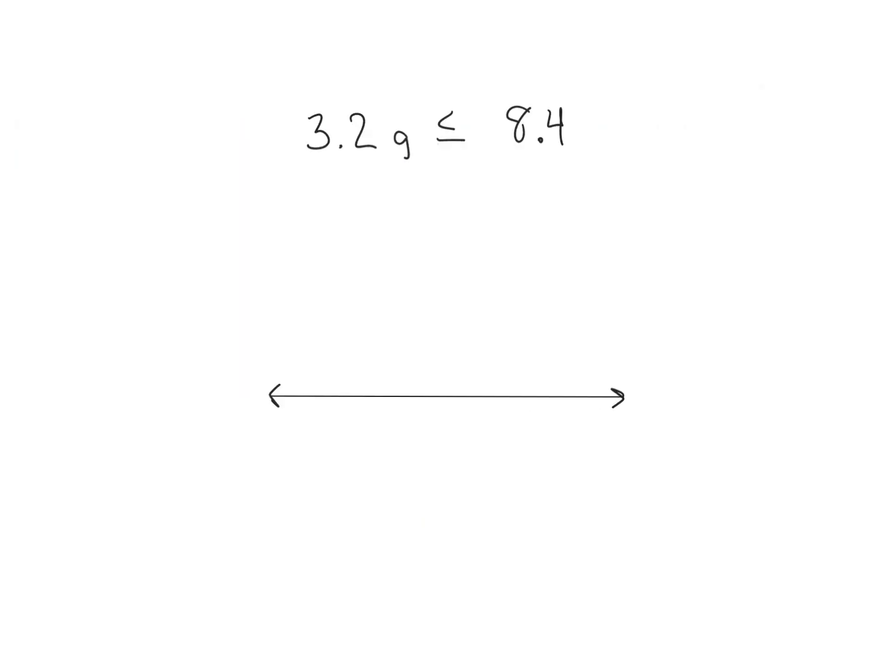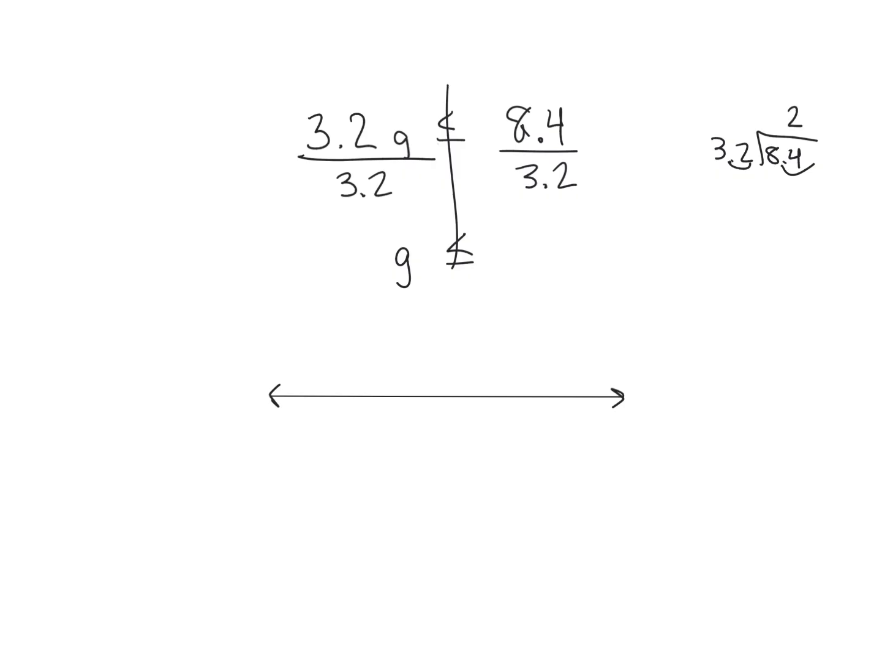Second example here, 3.2g is less than or equal to 8.4. Okay. Again, when I have something attached to a letter and there's no other signs in between, I'm going to assume multiplication, meaning to get rid of it, I'm going to divide by what I see. Dividing by 3.2 leaves me with this. 3.2 goes on the outside, 8.4 goes on the outside. We're going to move our decimal, in both cases, once to the right, and I'm going to go from there. 32 can go into 84 twice.